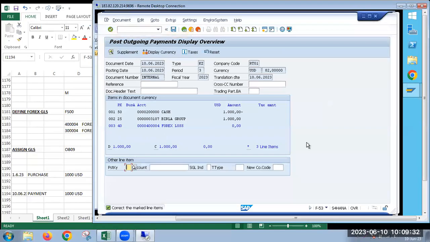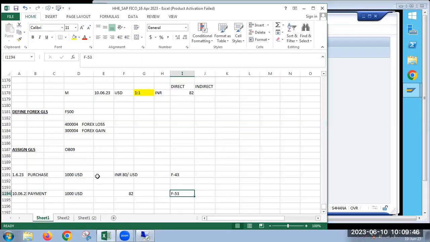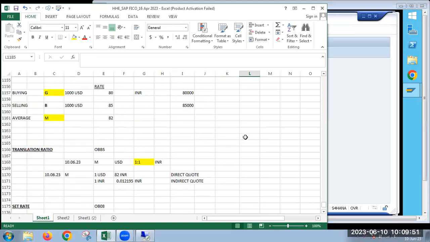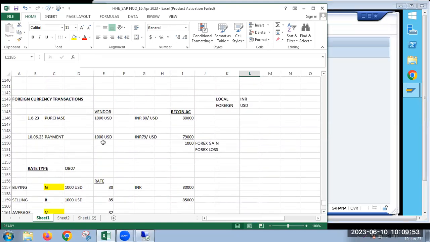See, this is it. The system has identified a forex loss of $0. Why is it 0? Because the entry is in USD. So if we check in US dollar, there is no difference. In US dollar, the difference is 0. But in local currency, we can see that payment difference.